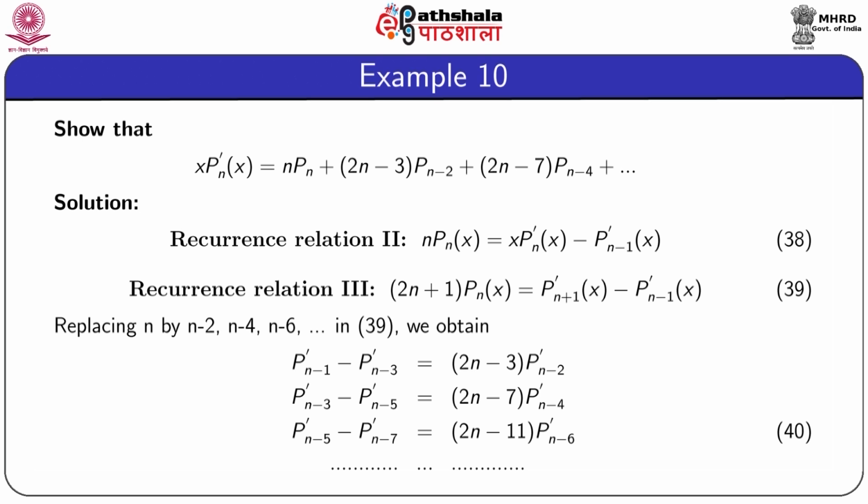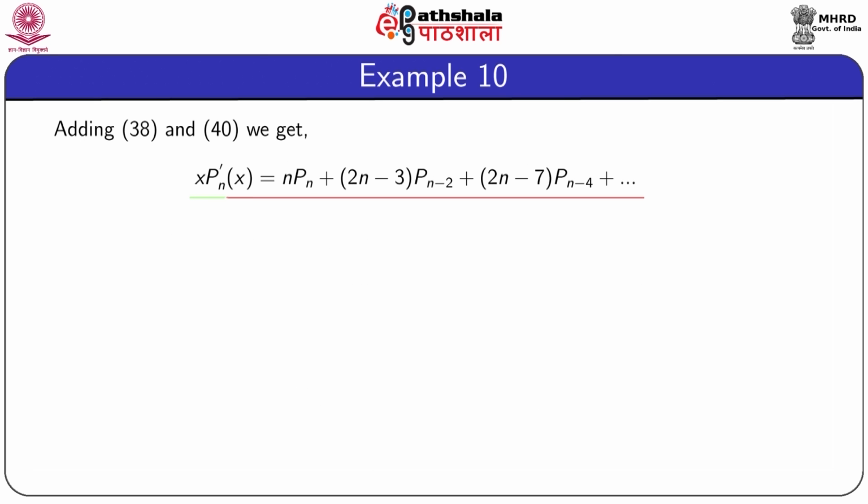We add all these terms, and if you do that, you will see that this cancels with this, p dash n minus 5 cancels with p dash n minus 5, and so on, and we get the result x p dash n is equal to n p n plus 2 n minus 3 p n minus 2 plus 2 n minus 7 p n minus 4 plus dot dot dot, which is our desired result.